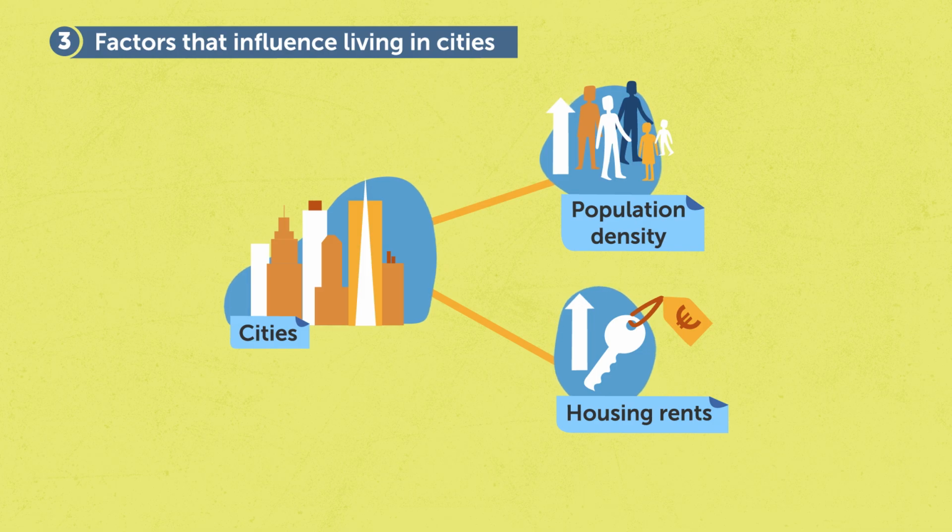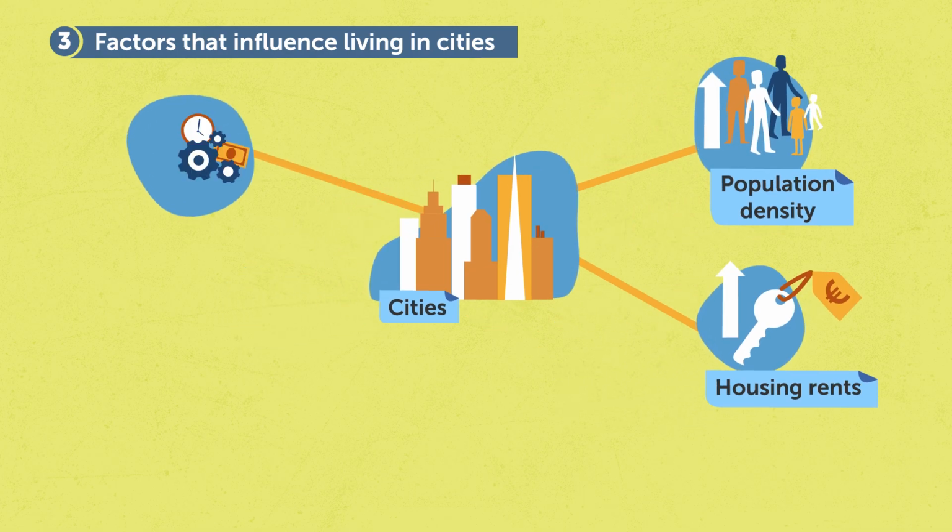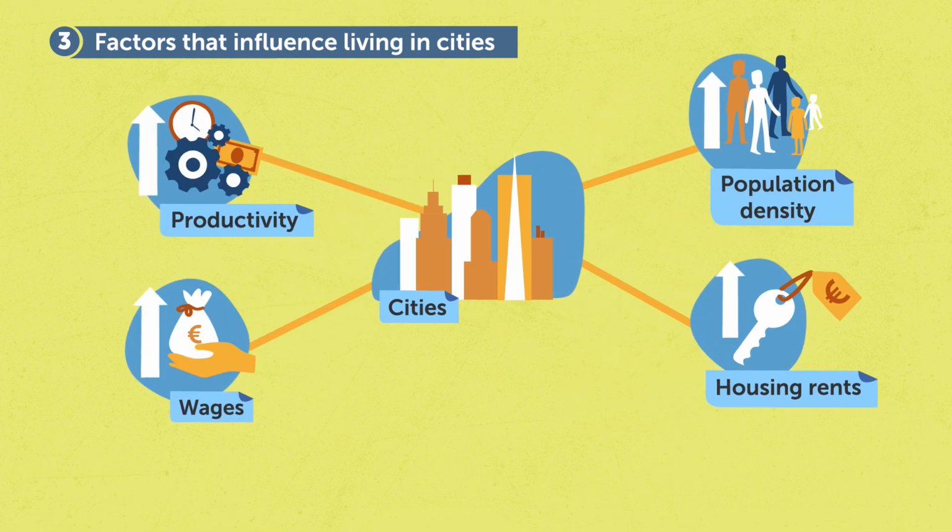People still live there, and the reason is that productivity and wages are generally higher in cities. What are the reasons for that? Why is productivity higher where population density is higher? Economists describe the group of reasons for that under the term agglomeration economies.